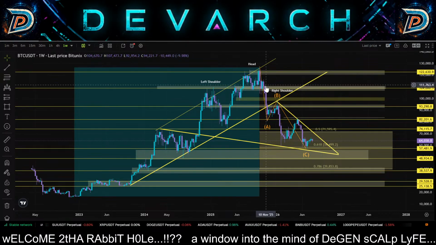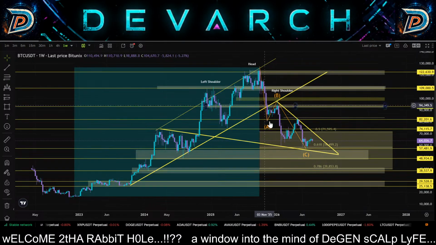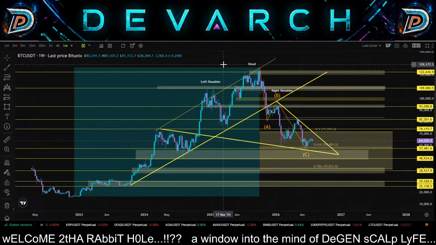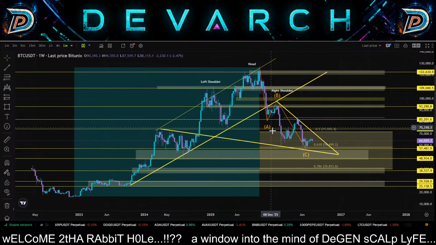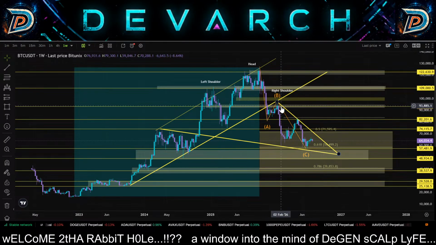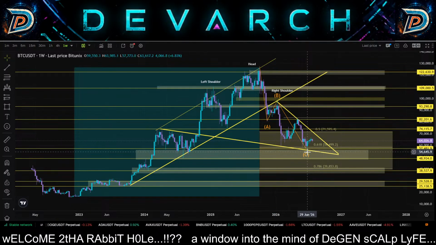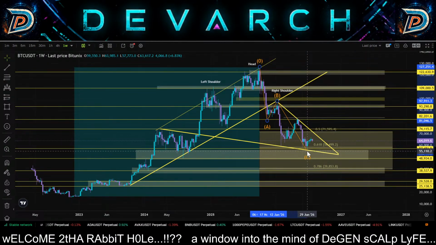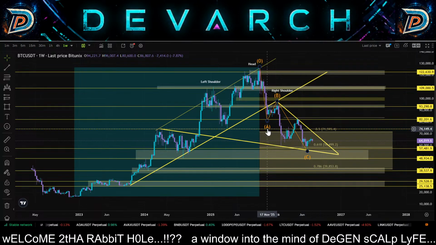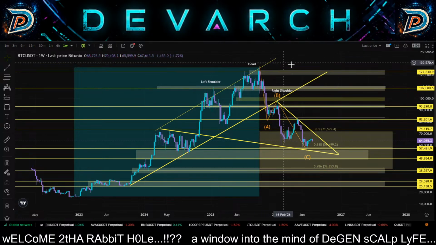And a corrective wave is a three-wave structure: an A, a B, and a C, with the A wave being a corrective wave within the corrective wave, the B wave being an impulse wave within the corrective wave, and the C wave being another corrective wave within the corrective wave, which is technically a wave extension. The C wave is technically a wave extension of wave A.